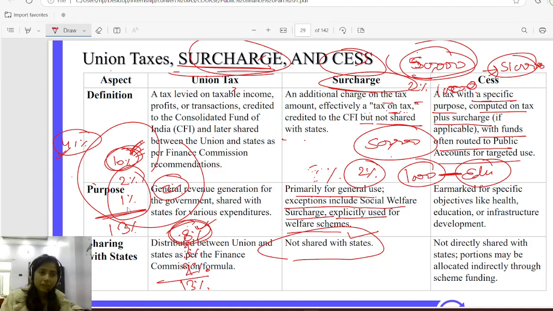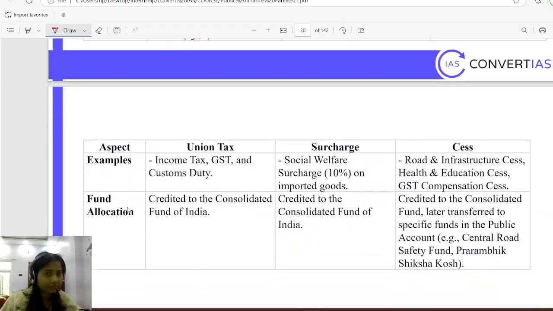Because of the 15th Finance Commission, they are getting 41% of that total tax amount only, not of surcharge and cess. So probably in the coming 16th Finance Commission, some suggestion might come on this topic as well. So you have to keep a close eye on the 16th Finance Commission recommendations and use them in your mains answer writing. I hope you are clear about it.